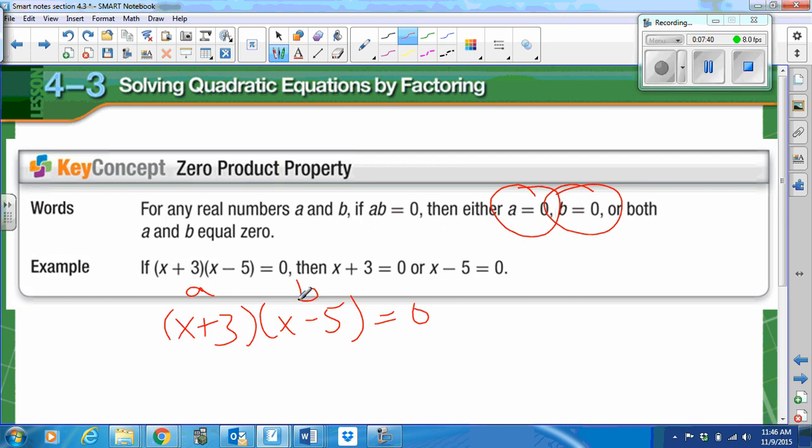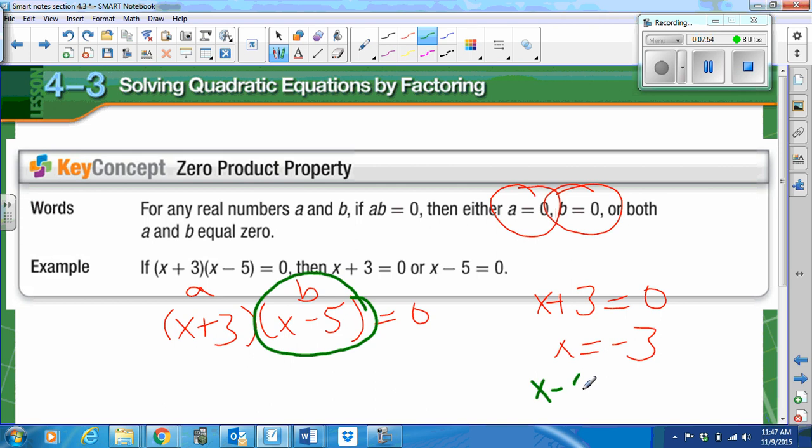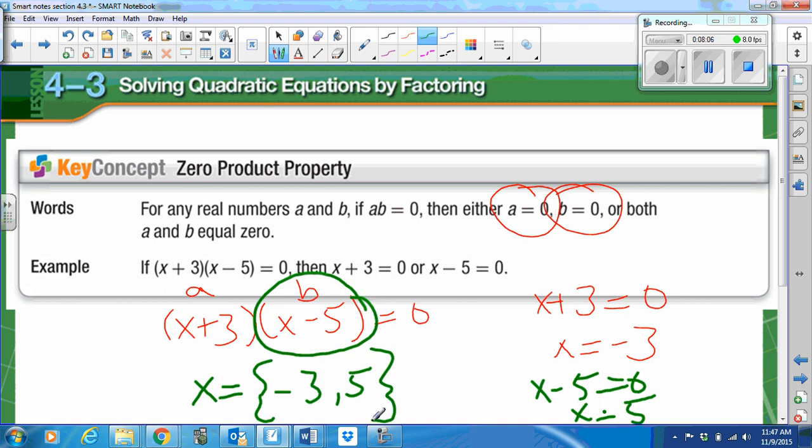And so if x plus 3 is our first factor, what will make that 0? So we're going to set it equal to 0, and x equals negative 3, solution. And for our other factor, we're going to set it equal to 0. So x minus 5 equals 0, so x would equal 5. So our two solutions to this equation would be negative 3 and 5. And every quadratic equation has two solutions because it's a second degree polynomial.